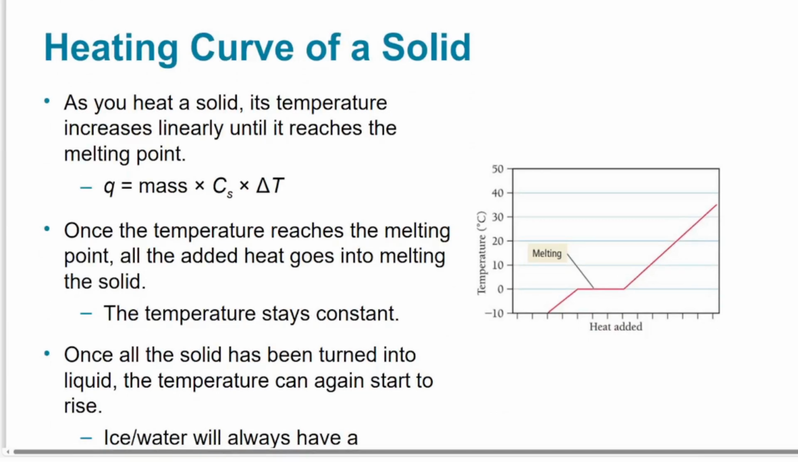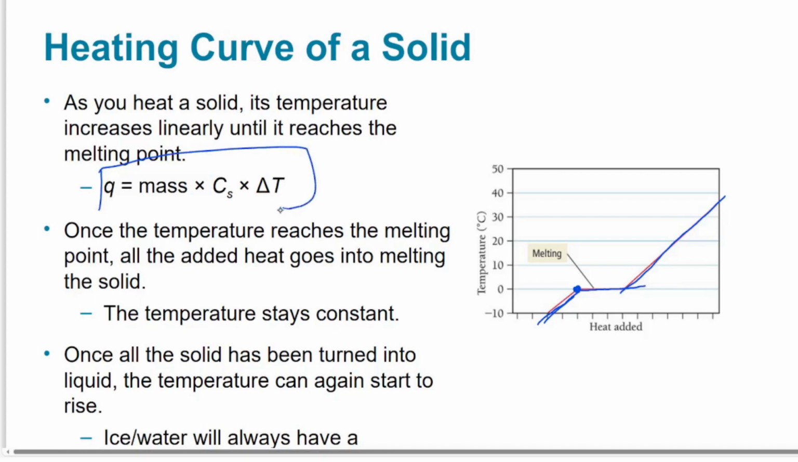In this case, we have ice. So as we increase the temperature of the ice, the temperature increases linearly until we reach the melting point. At that point, the temperature cannot change until all of the ice has been melted. Then, when all of the ice has been converted to water, the temperature of the water can then again begin to increase.